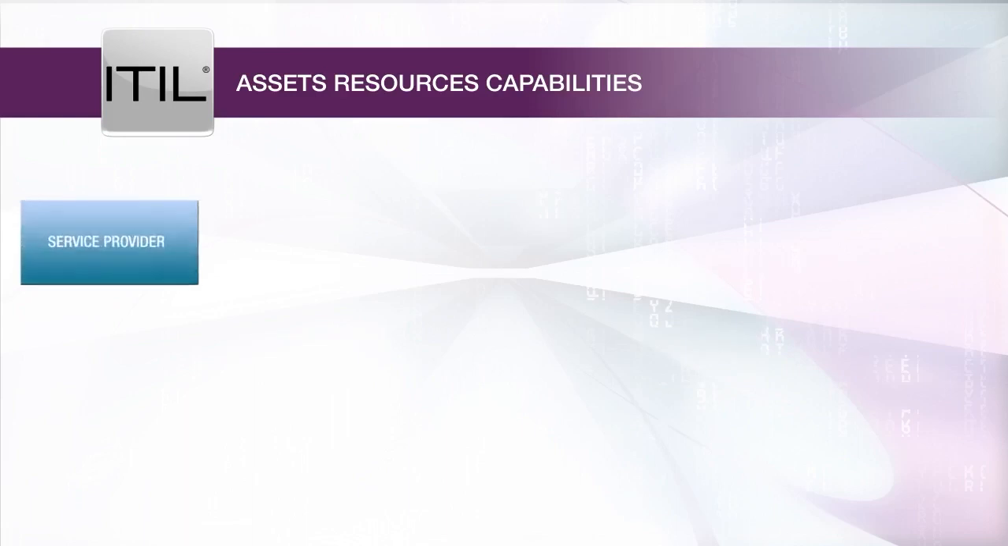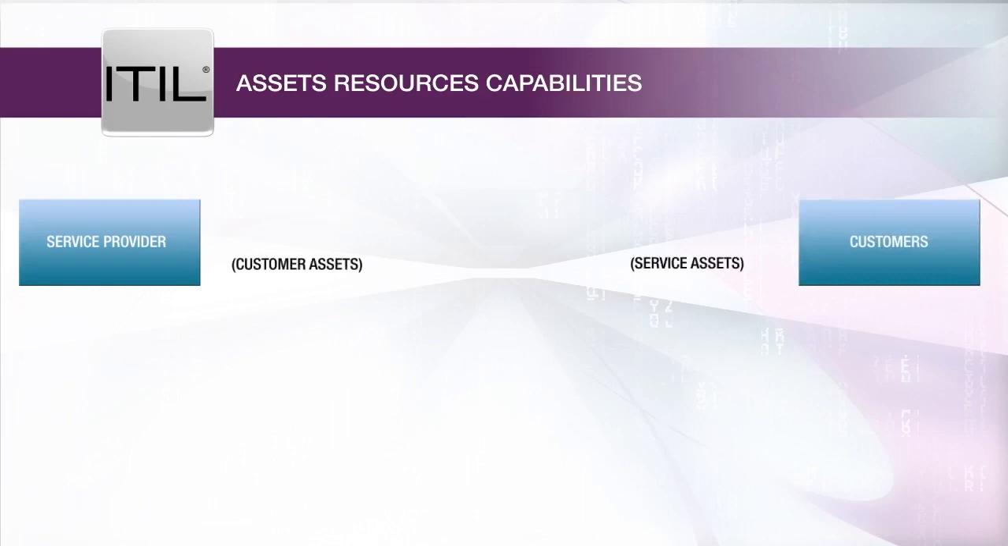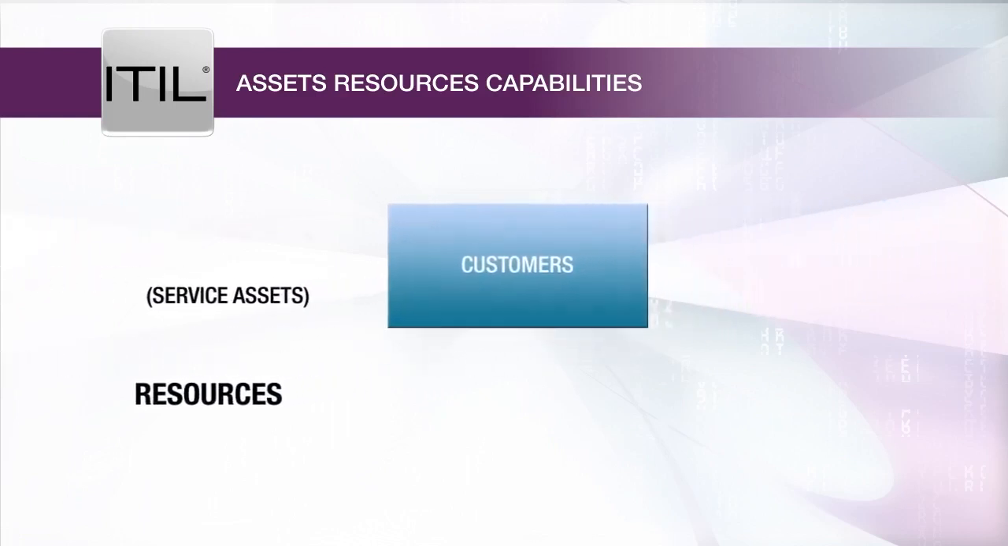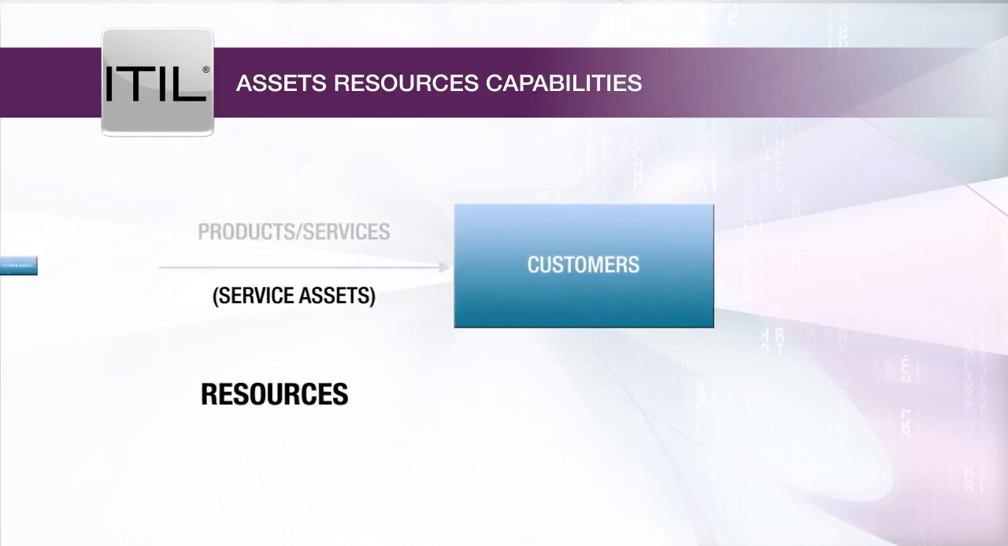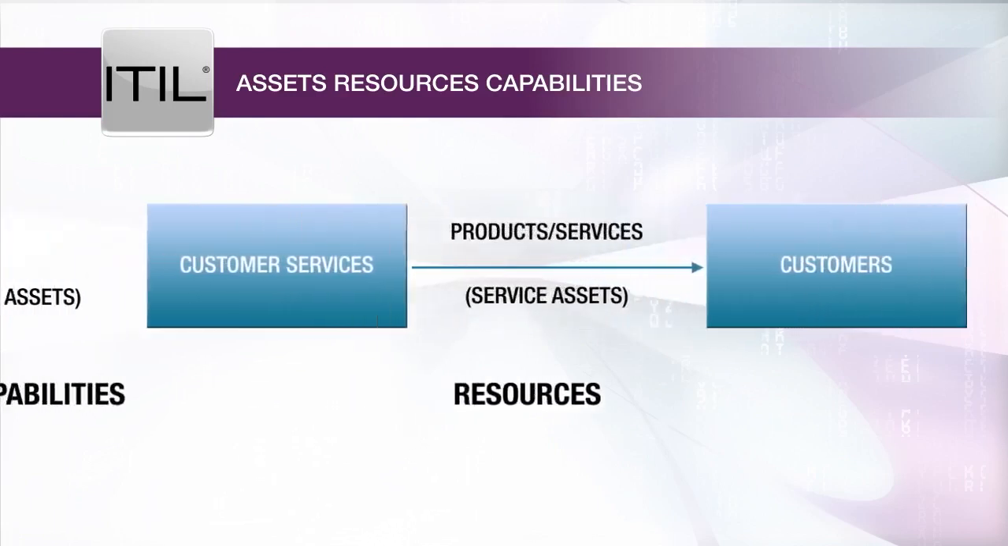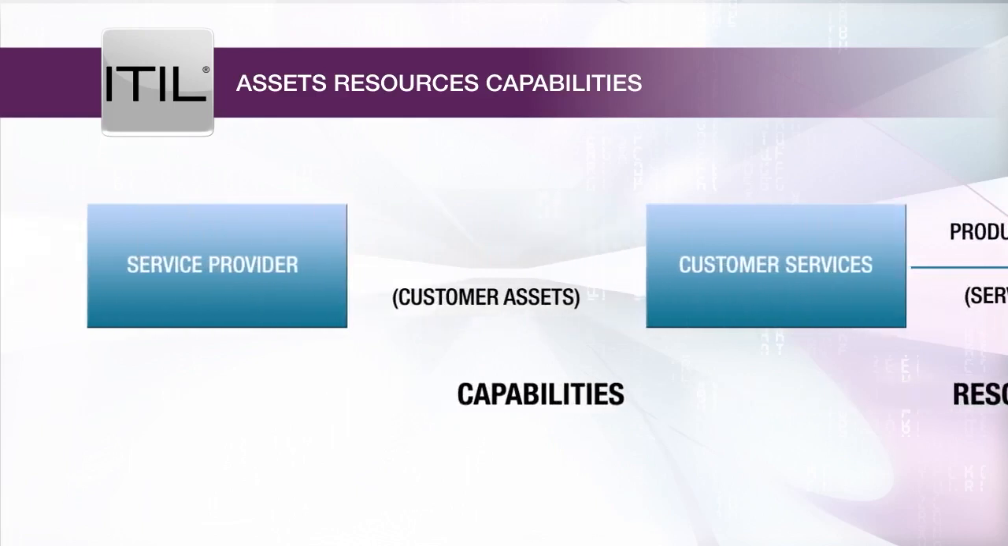There is a relationship between service providers and their customers which revolves around the use of assets. That is, assets of both the service provider and the customer. An asset is defined as being any resource or capability. Taking that a step further, a customer asset is defined as being any resource or capability used by a customer to achieve a business outcome, whilst a service asset is any resource or capability used by a service provider to deliver services to a customer.